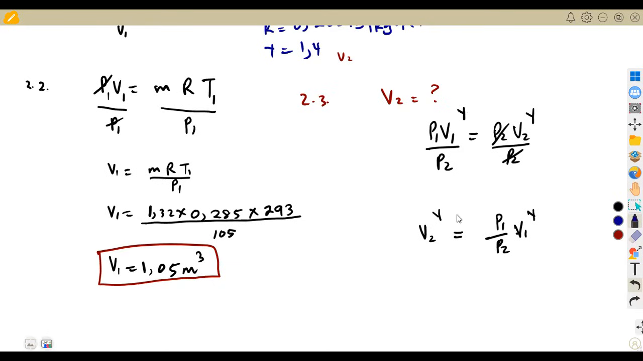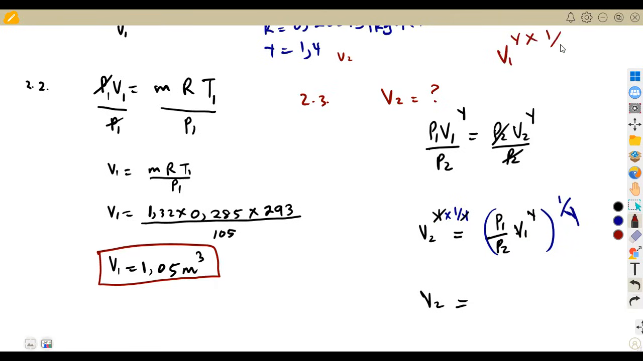So to remove this gamma here, we're going to multiply by the inverse, which is 1 over gamma. The same thing, 1 over gamma on this side. As we can see, this will cancel and we remain with V2. The exponent here affects everything. It affects V1. It also affects P1 over P2. So on V1, it's V1 to the exponent of gamma like this.